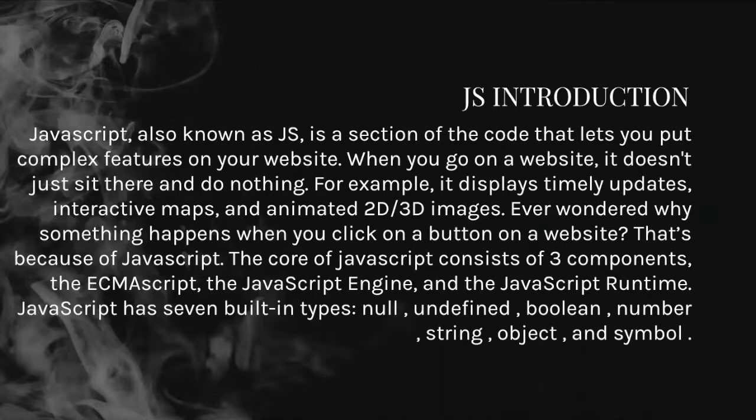Ever wondered why something happens when you click on a button on a website? That's because of JavaScript. The core of JavaScript consists of three components: the ECMAScript, the JavaScript engine, and the JavaScript runtime. JavaScript has 7 built-in types: null, undefined, boolean, number, string, object, and symbol.